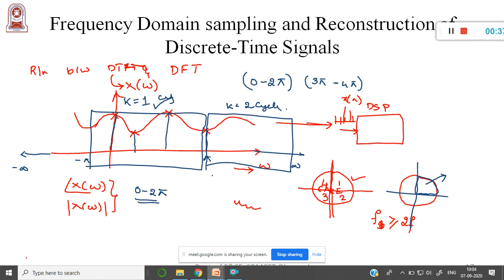Is the audio not clear? Now is it okay? I'm a bit loud and I'm very near to the laptop. Is it okay? Okay.